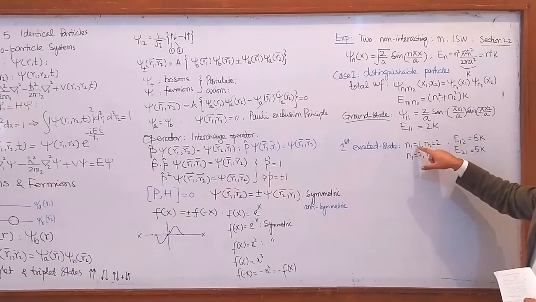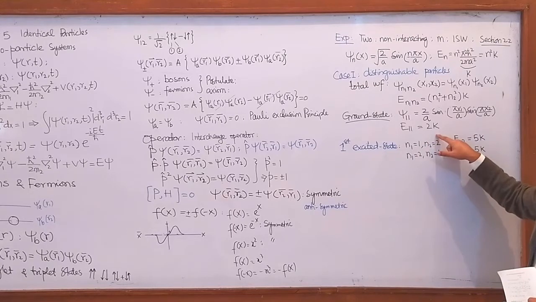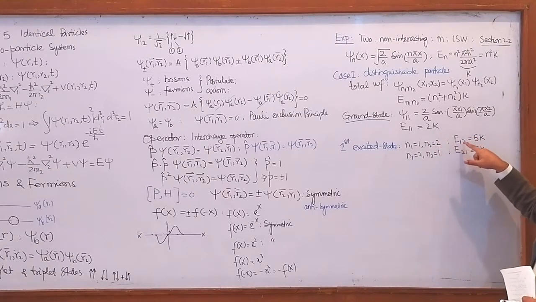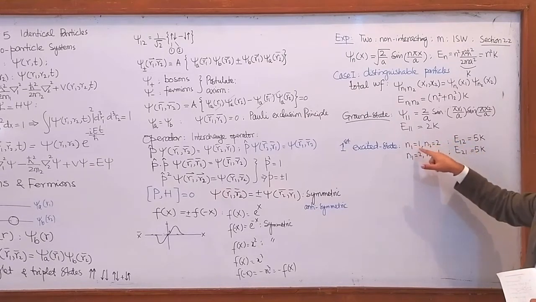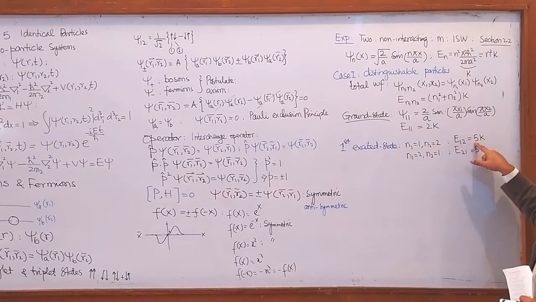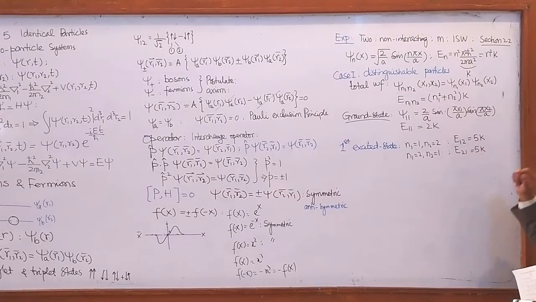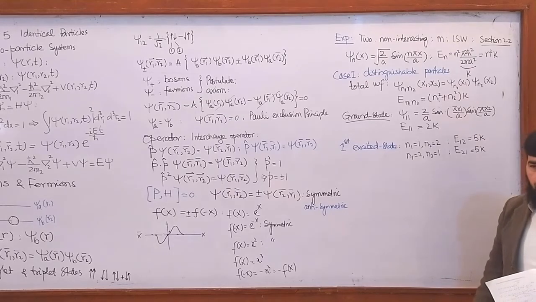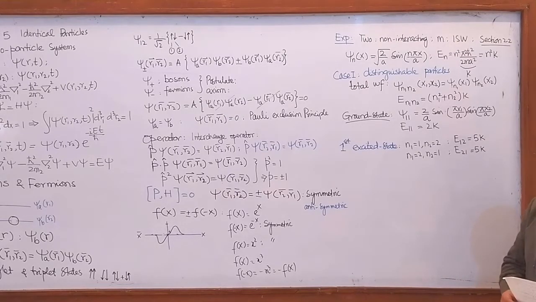Goes, means one particle remains in the ground level, the next particle goes into the next higher level. So you got an excited state. This is one configuration, and we get this energy. For the other configuration, we got the same energy. So what does it mean? This means that the state is doubly degenerate.